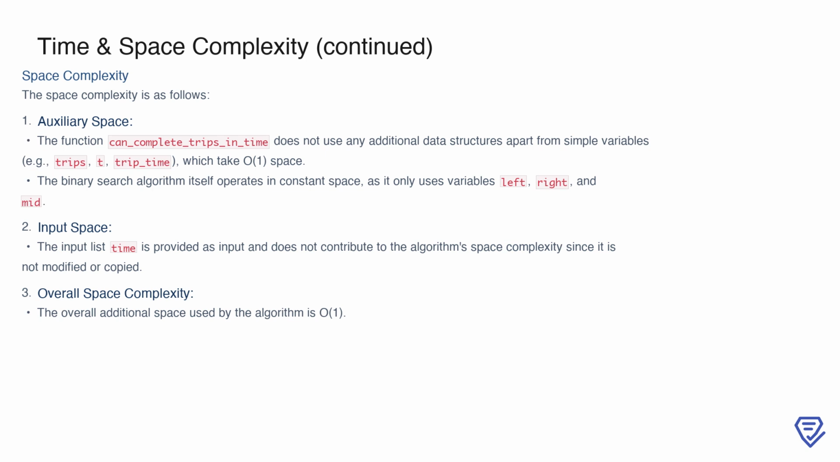When we combine these observations, we find that the algorithm does not require any extra memory beyond what is needed for a few variables. As a result, the overall space complexity of the solution is O(1). This makes the algorithm not only time efficient but also very space efficient.